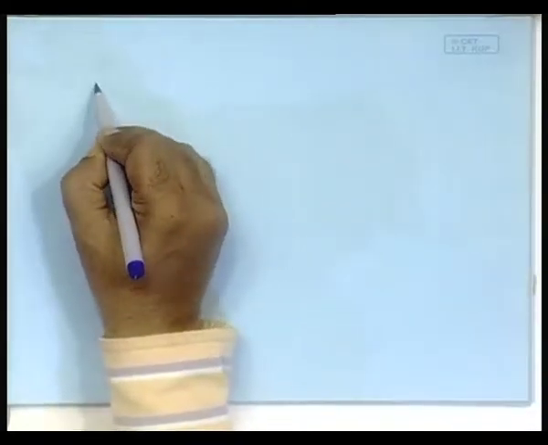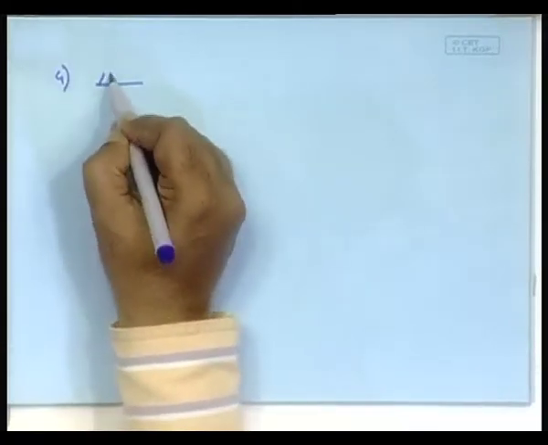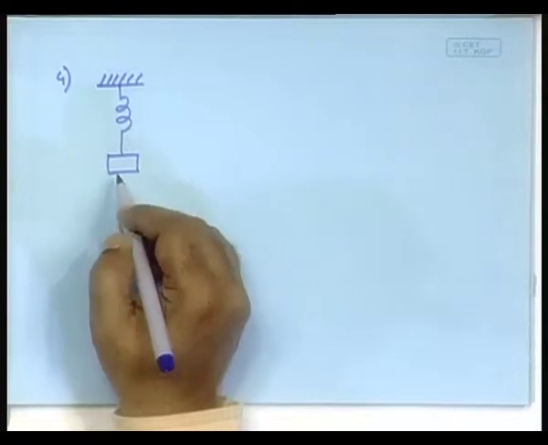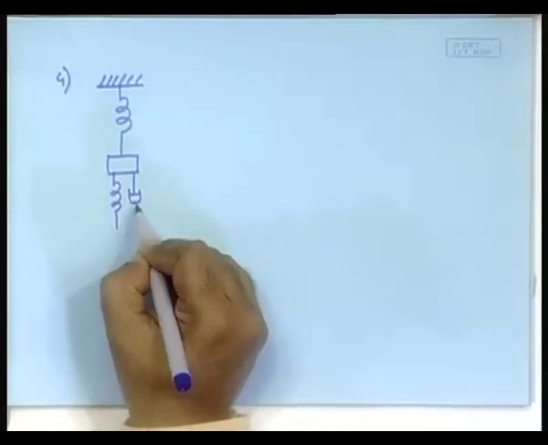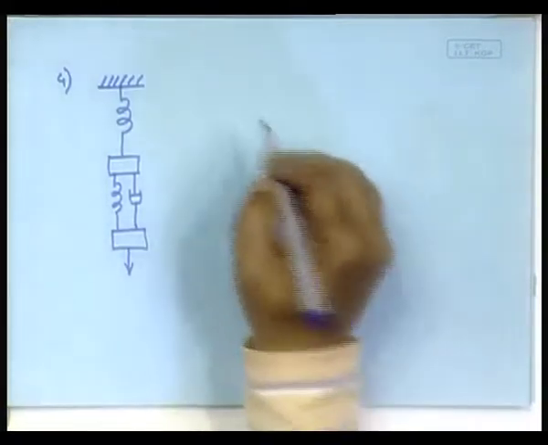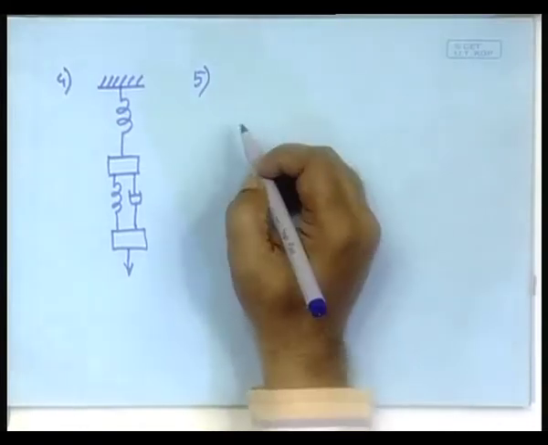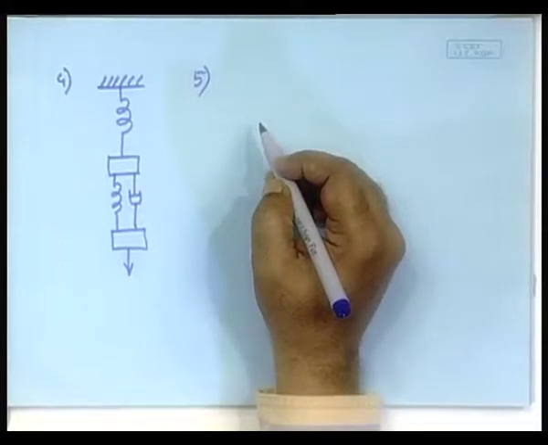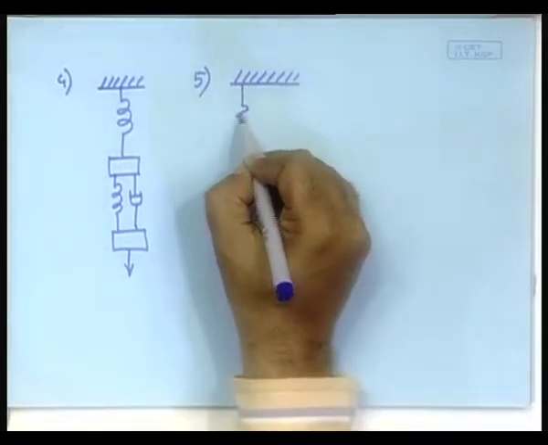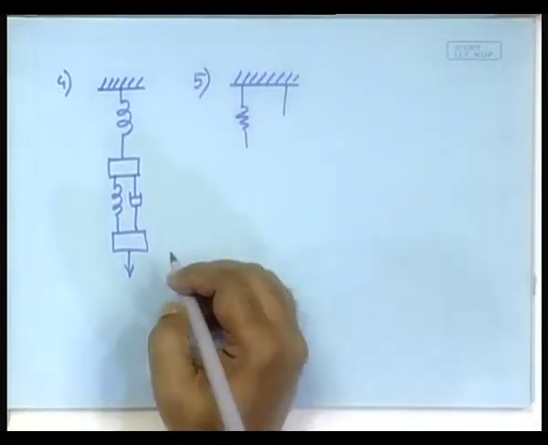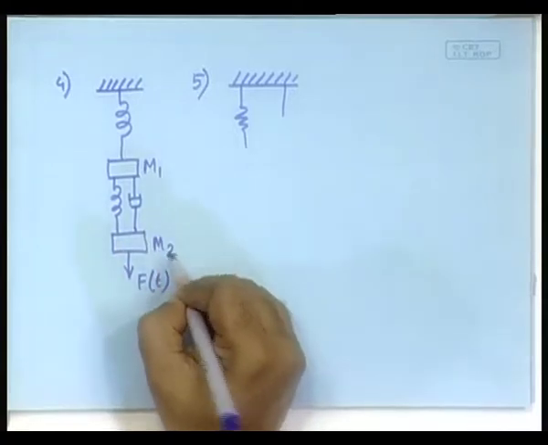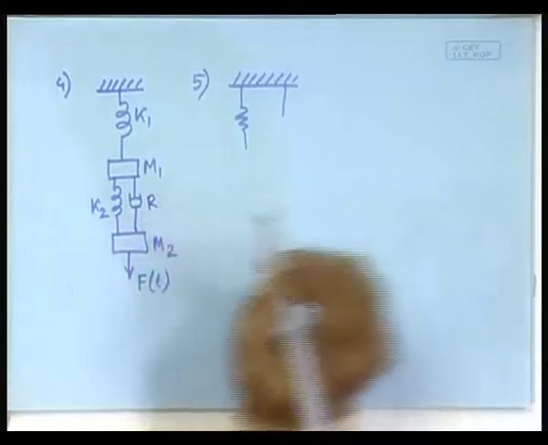Next problem also you have seen, but nevertheless I will give it, so that your tutorial copies are complete. Here is a mass, there is a spring, then a mass, then another spring with a damper, and a mass, and it is being pulled. Problem 5: this problem I gave you the last time, but nevertheless let me give it because it was not displayed. Spring, yes, there is a force pulling it. Okay.